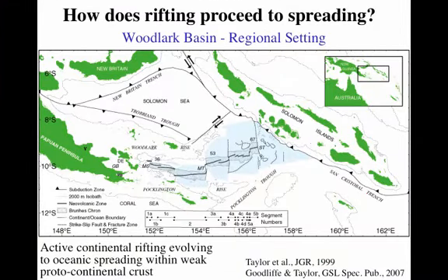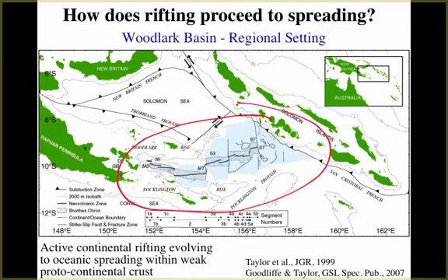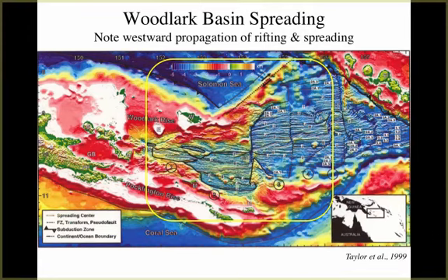Now we looked before at the Woodlark Basin and how rifting was proceeding to spreading there. This is an active continental rift zone that is creating ocean spreading in its eastern part. And it's developing within a proto-continental crust, so it's a young process. We saw that there was a western propagation of the rifting and spreading.